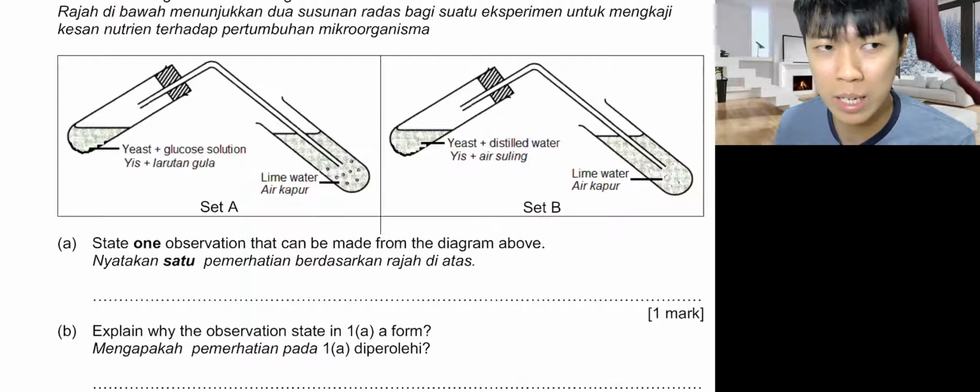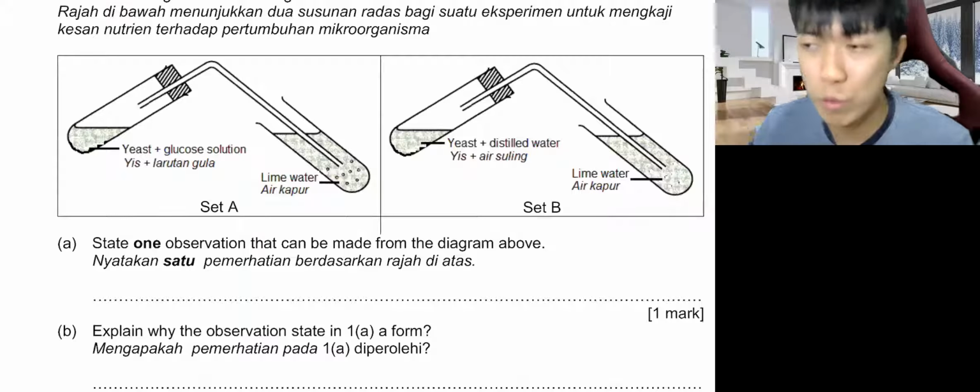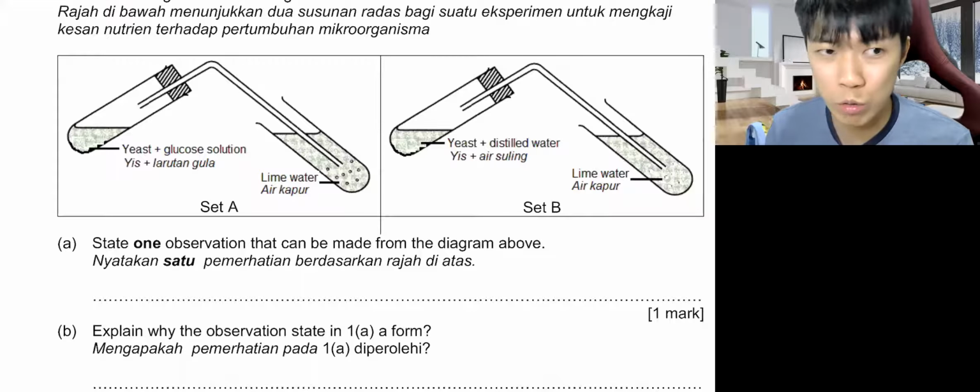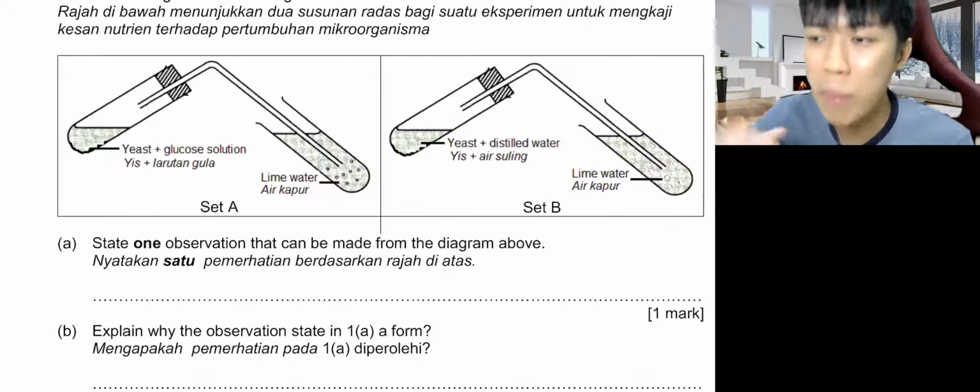So rather than writing a type of solution, I would rather you write presence of glucose. Got glucose? No glucose? That's my main concern. I don't really care about distilled water though. It could be anything else. My point here is got food, no food. So for my manipulated, I would go for presence of glucose solution. Or you can write presence of nutrients, because that's your manipulated. Presence of nutrients also can.